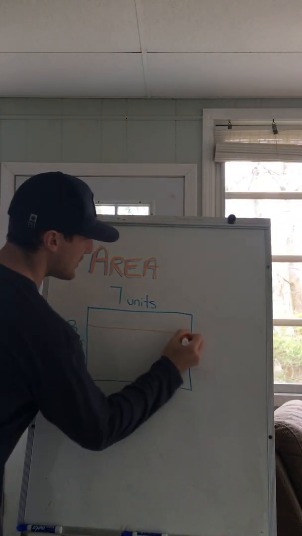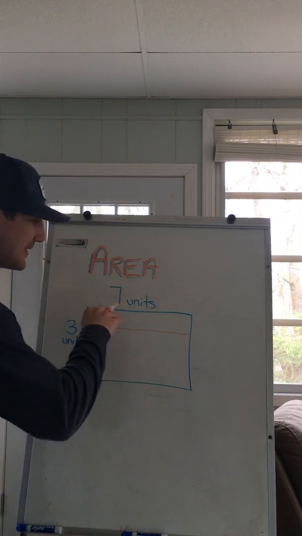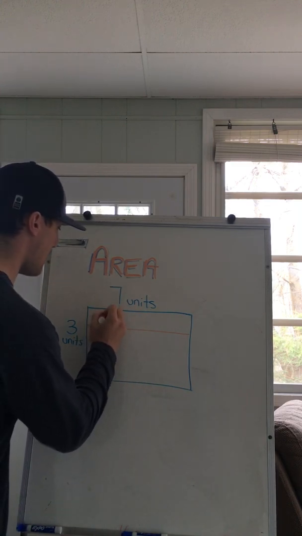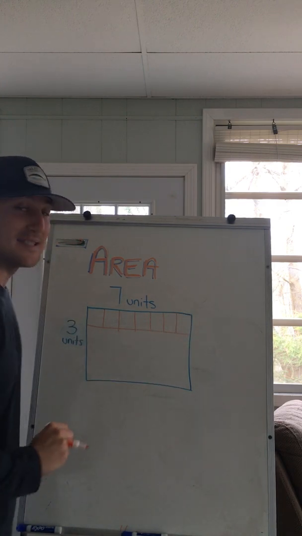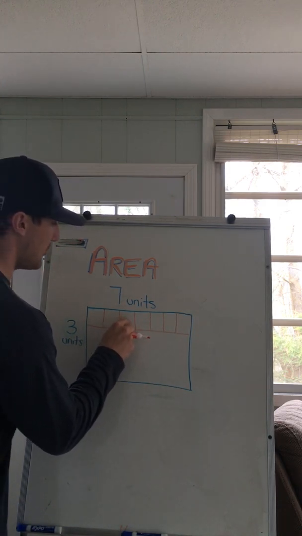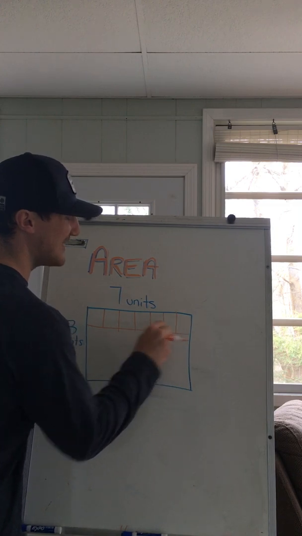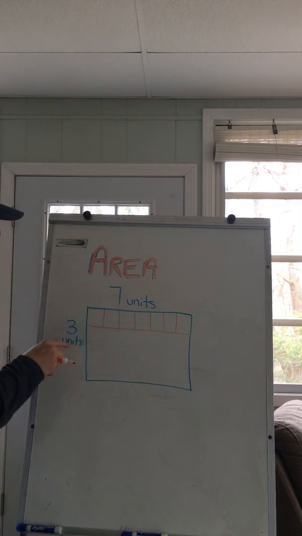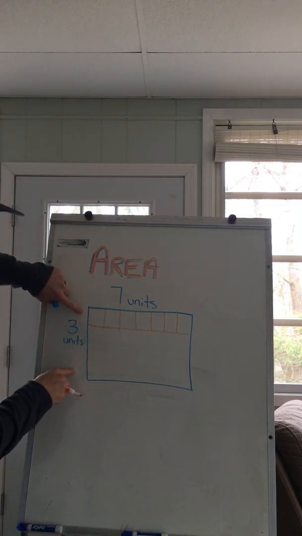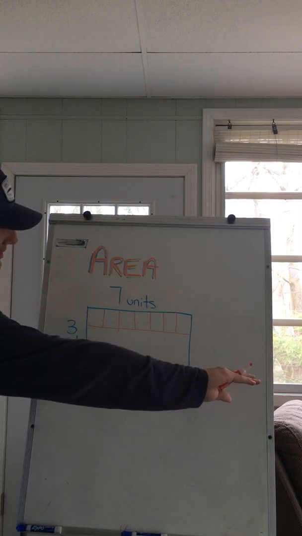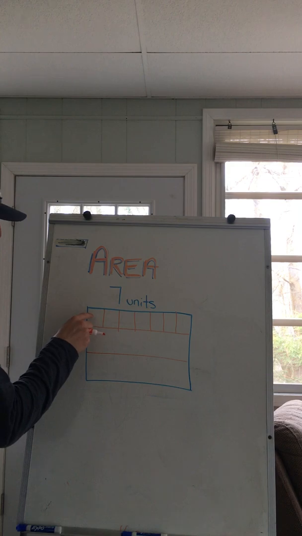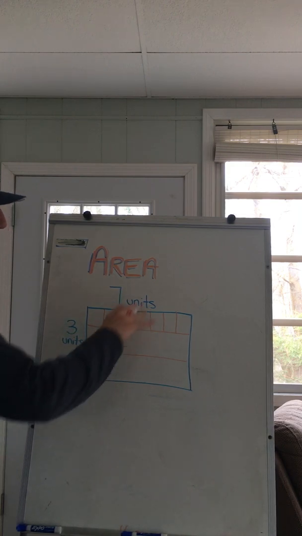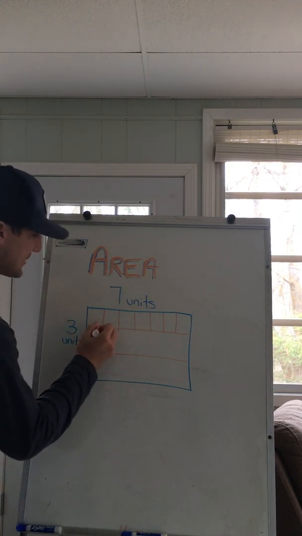So I'm going to, almost like a fraction bar, split it into 7 different pieces. 1, 2, 3, 4, 5, 6, 7 across the top. And I know that this happens 3 times going down. So down the side, I want to split it into 3 rows. Now I have 1 row, 2 rows, 3 rows, and I'm also going to continue those 7 units going down.